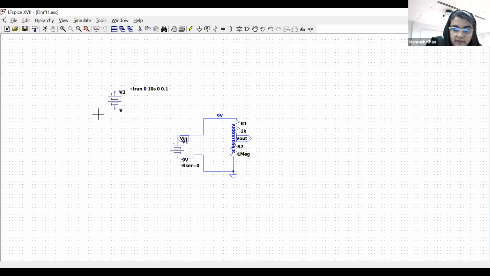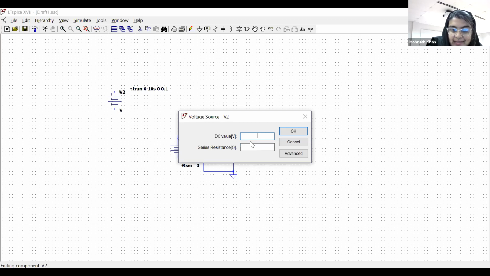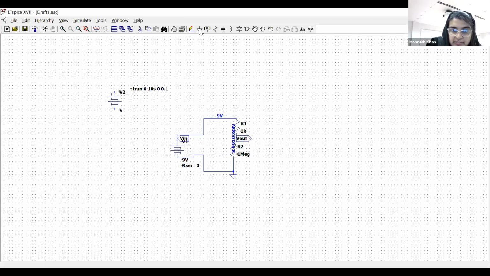If you just double click it, you will get the series resistance and DC value you can put. So you can change its series resistance as well. The series resistance is going to be our internal resistance of the battery? Yes, yes. Okay.